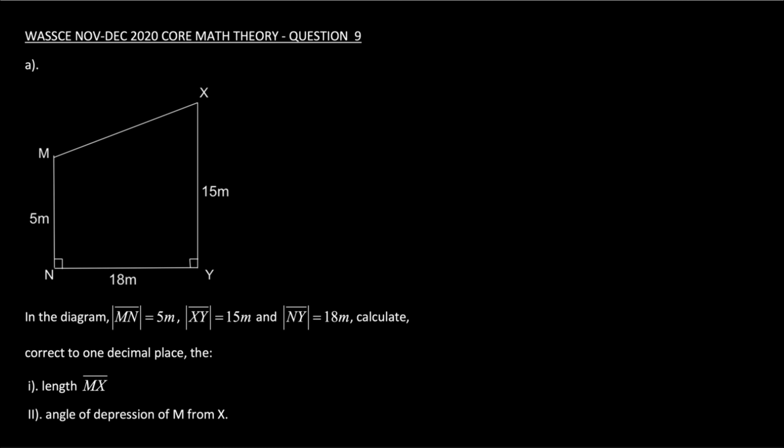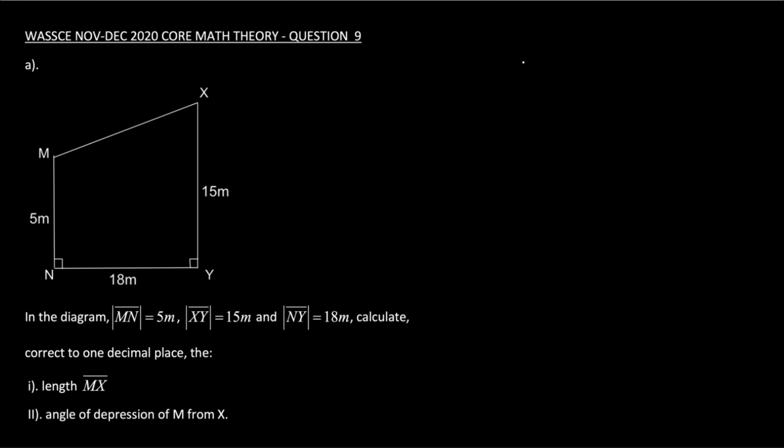In today's video, we'll be solving question 9 of the 2020 Nov WASSCE Core Maths Theory questions. We'll begin with our question 9a. In the diagram, the line MN is equal to 5 meters, the line XY is equal to 15 meters, and the line NY is equal to 18 meters. Calculate, correct to one decimal place, (i) the length MX and (ii) the angle of depression of M from X.